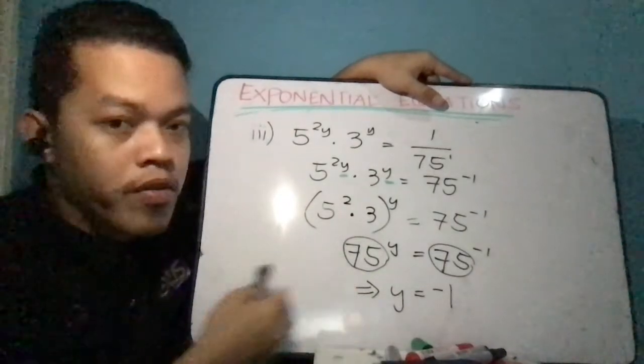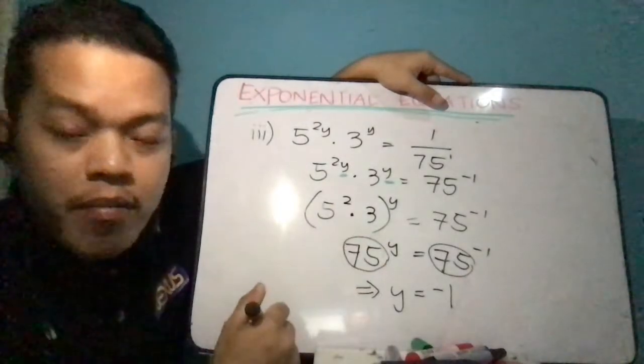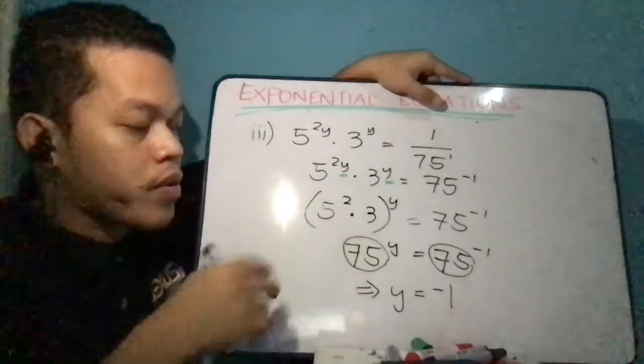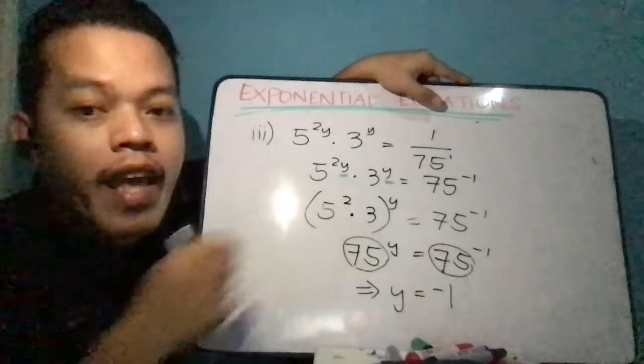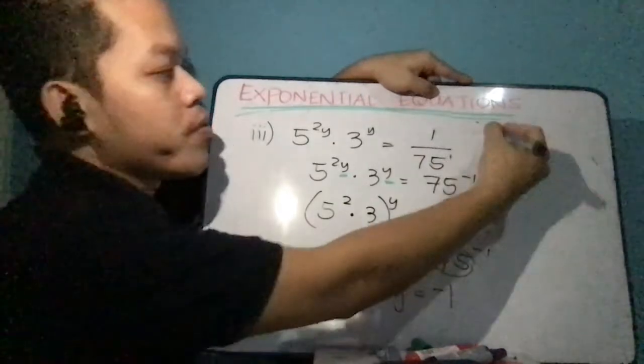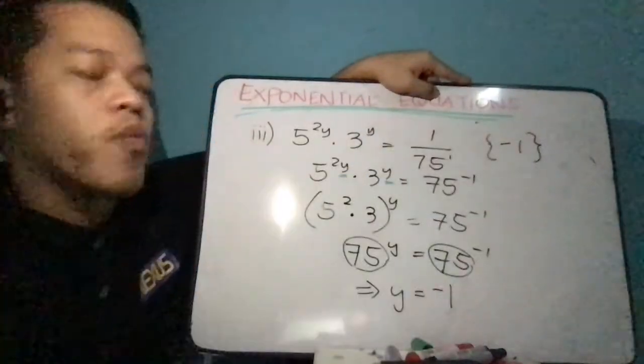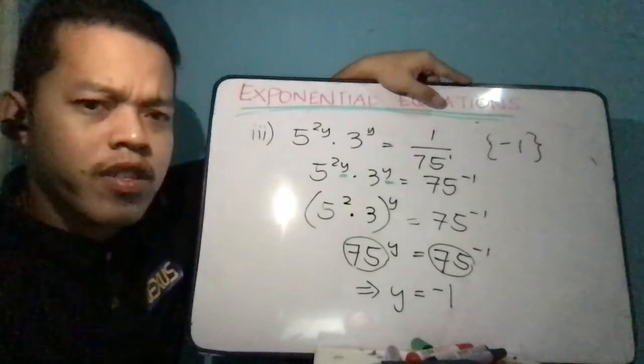When you see this arrow, that means it implies, okay? We're not canceling out the basis here, but we're implying that since we have the same basis, then we can equate the exponent. So therefore, the solution for this one is negative 1. Is there any alternative way to do this?